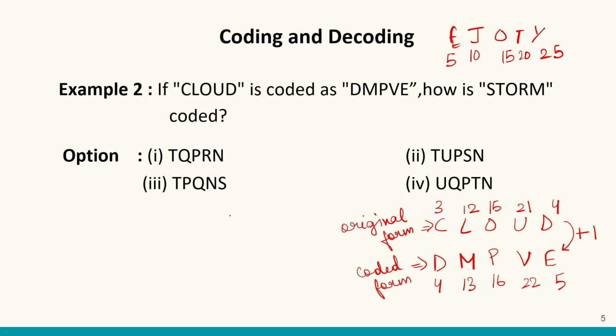So let us write the other original letter over here, STORM. So we'll move one position forward. S will be T, U, O will be P, R, S, M, and N. So our answer will be T, U, P, S, N, which is option number 2.